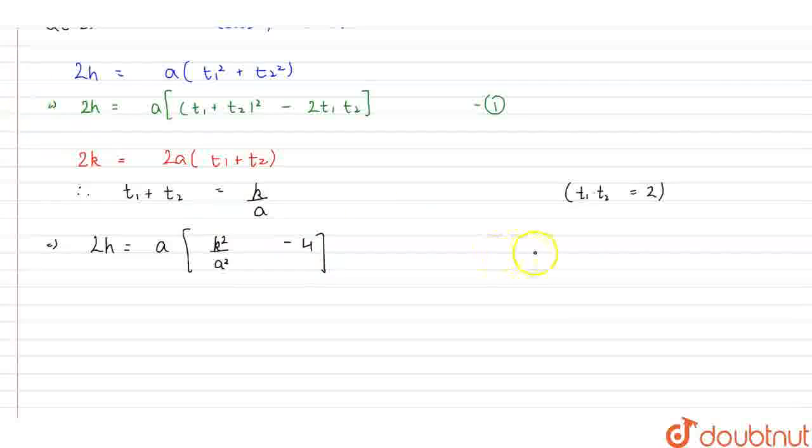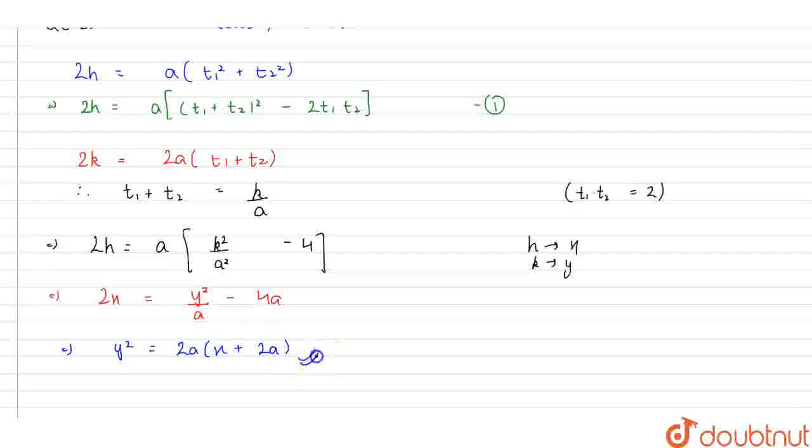Now we'll replace h by x and k by y. So the final equation we'll have is 2x is equal to y² upon a minus 4a. So rearranging this, the final equation will be y² is equal to 2a into (x plus 2a). So this is the final answer.